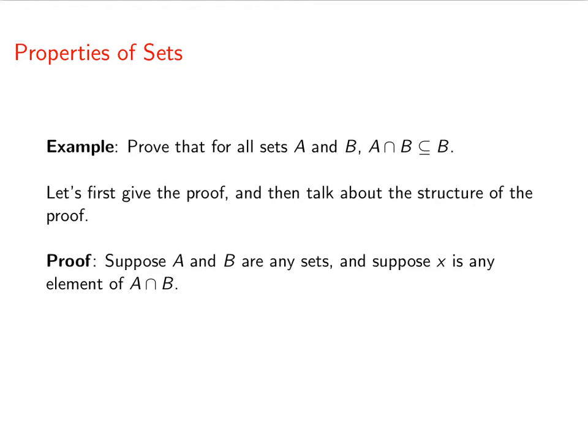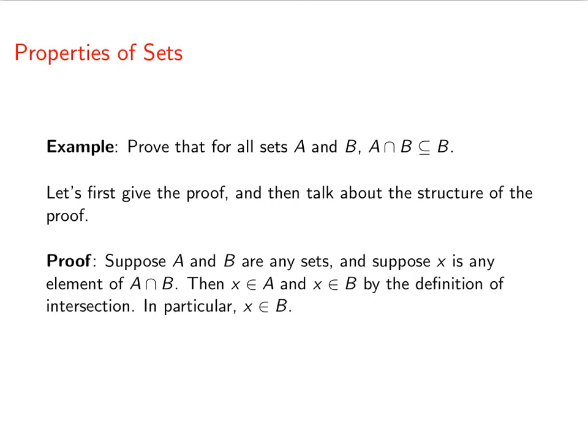So the proof starts like this. Let's suppose that A and B are any sets, and let's suppose that X is any element of A intersect B. Then X is an element of A and X is an element of B by the definition of intersection. In particular, that means that X must be an element of B. Therefore, we have now proven that A intersect B is a subset of B. All right, now that's the end of the proof.